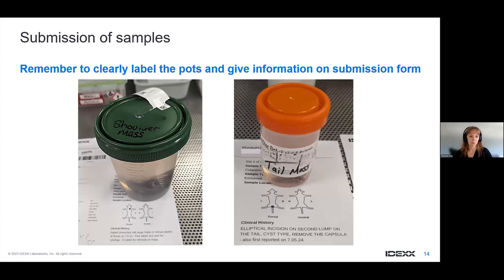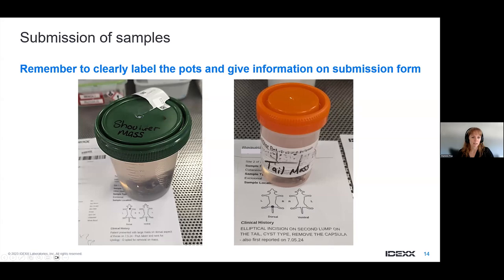And this is just a good example of a sample submission that was really well done, well labeled. So the client said, this patient has two masses. One is a mass on the dorsal aspect of the thorax. They've also mentioned that an FNA had been taken before, which also is really helpful for us to know. And then here on this pot, obviously I've blurred out the name, but they said shoulder mass.